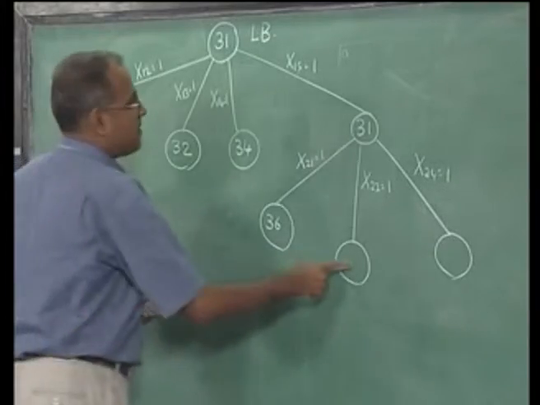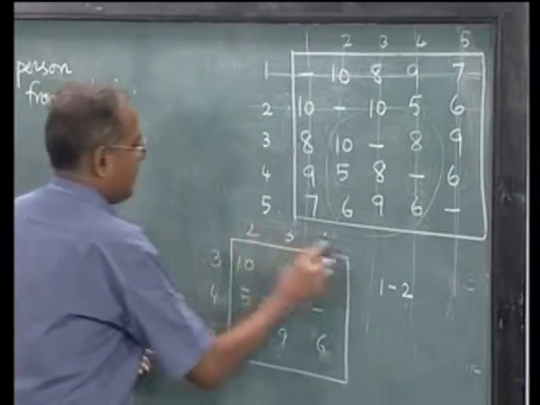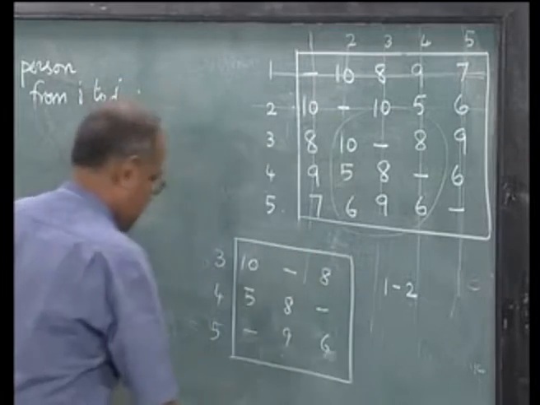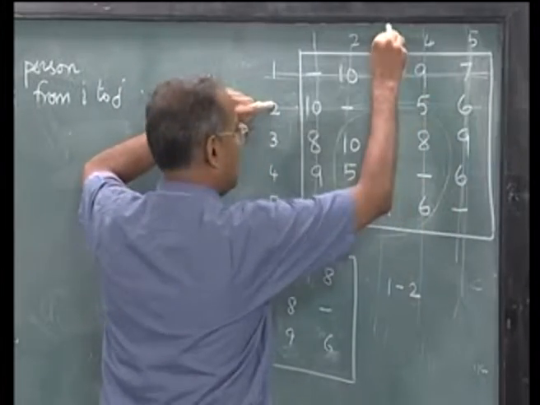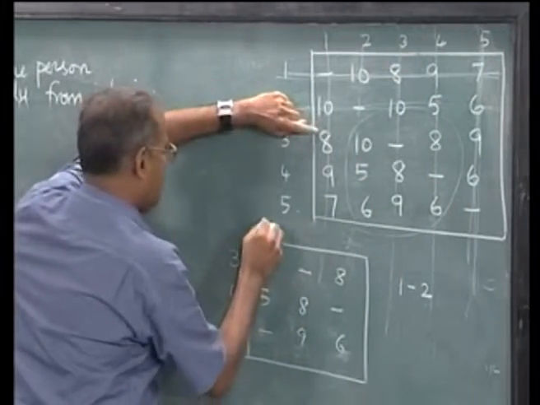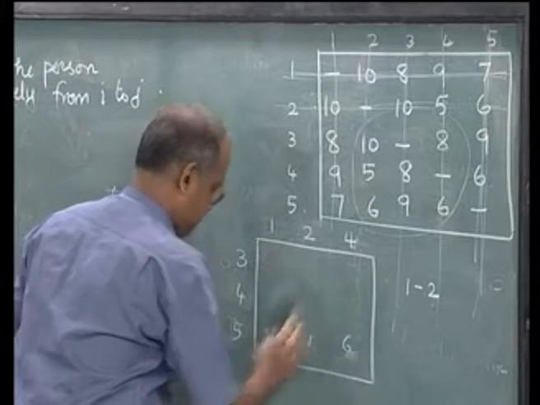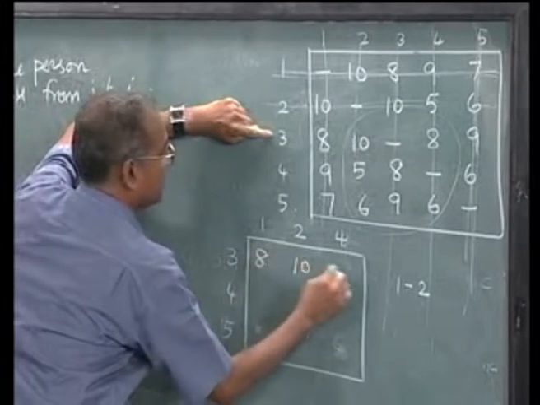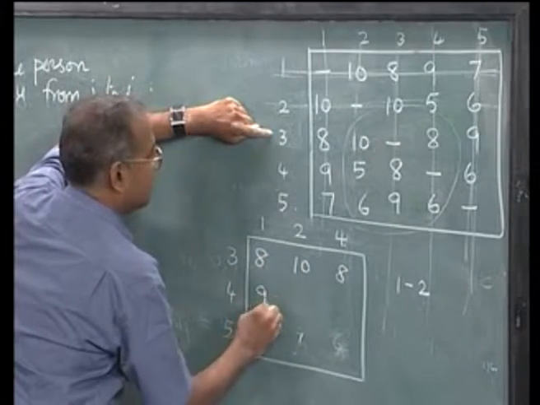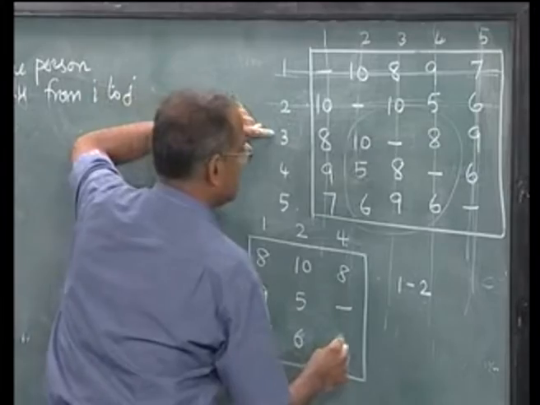Now, to evaluate this 1 5 and 2 3. So, I go back. So, 3 4 5. So, 1 5, this one goes, 2 3, this one goes. So, I have 1 2 and 4 that are here. So, the values will be 3 to 1 is 8, 10, 8, 9, 5 dash, 7, 6 and 6.